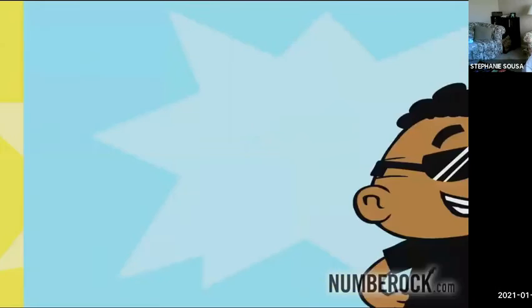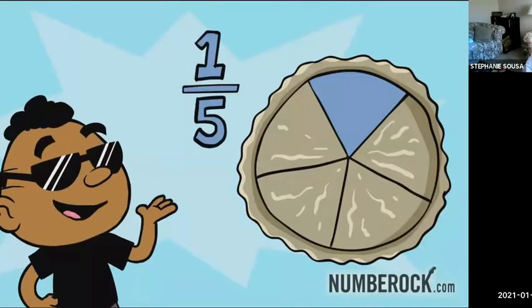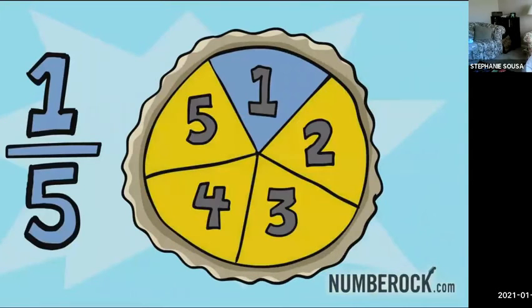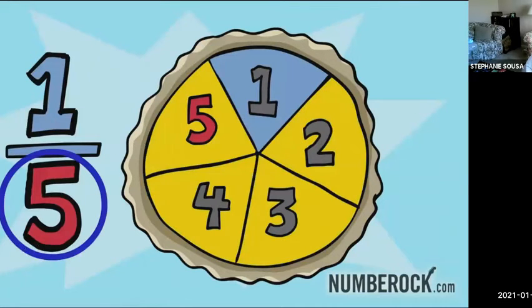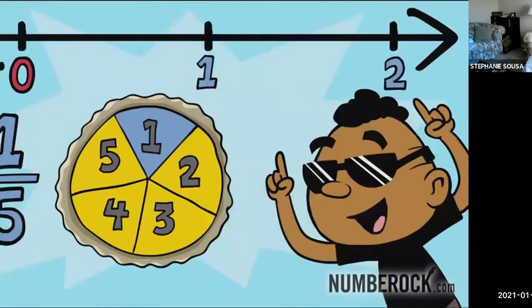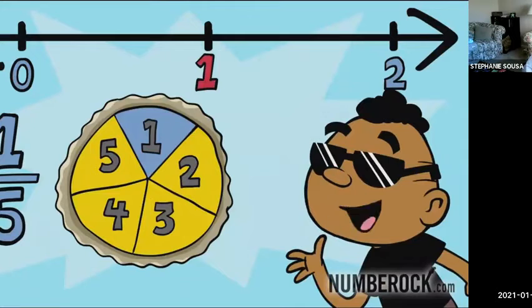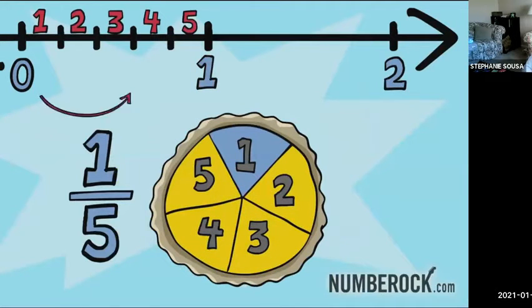Let's use the number line to describe this by. First count the total pieces, there are 5. 5's the denominator of the parts, so 5 goes underneath the fraction bar. This number line goes from 0 to 2, but the fraction's less than 1, so here's what to do. Make 5 equal spaces from 0 to 1.